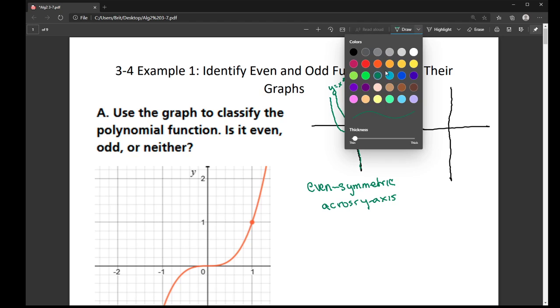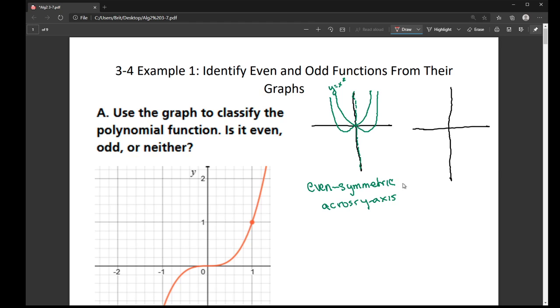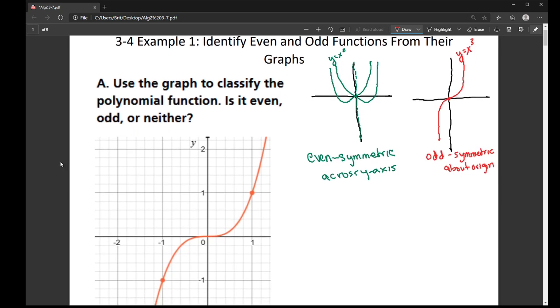Now, an odd function is symmetric about the origin. So, for example, an odd function would be this one, like y equals x cubed. So if I were to rotate this graph about the origin by 180 degrees, it would map onto itself. So let's go ahead and try some of them.